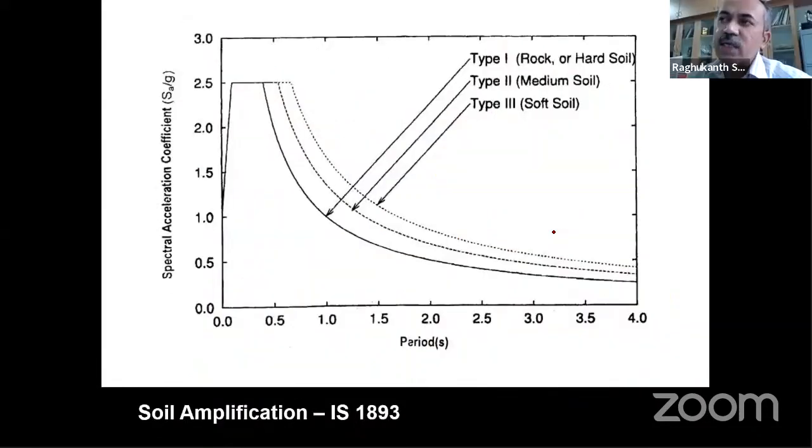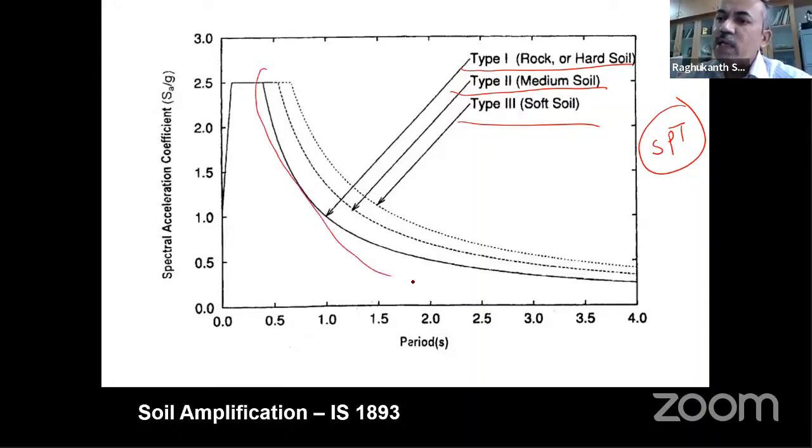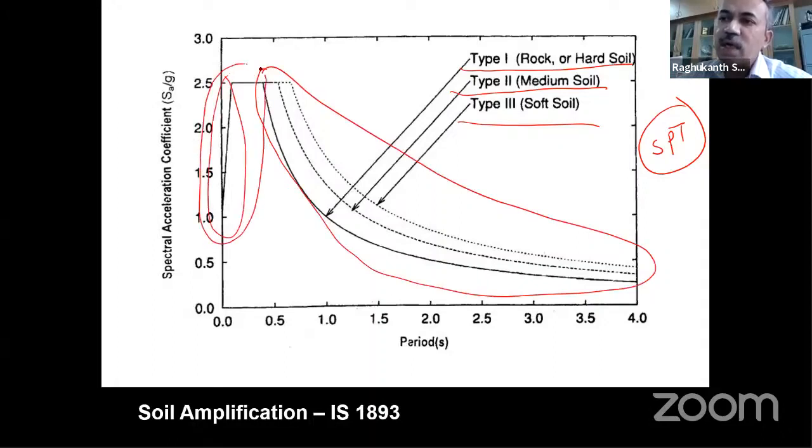And now if you see how our existing IS 1893 handles amplification, you could have seen the code. They define type 1, type 2, type 3 based on SPT, the standard penetration test. You have to take the N value and then take an average. I think if it is more than 50, type 1, 15 to 50, they classify as medium soil, and the rest as soft soil. So our code says the amplification happens only at the long period. The amplification at the short period is this portion. It's not that they say it will not amplify in this portion also.